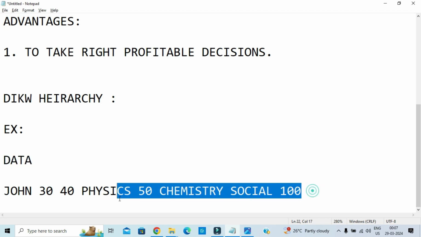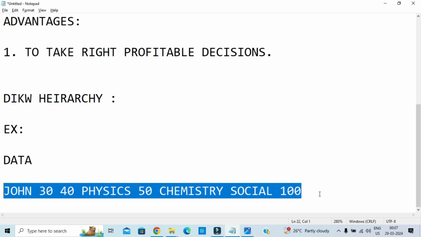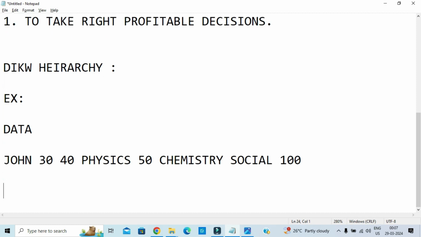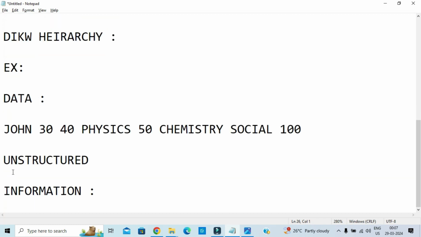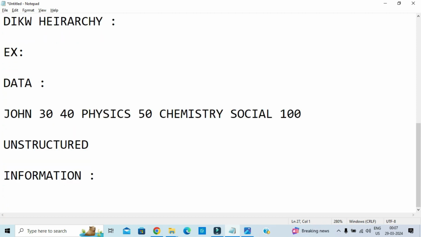From this data I am going to derive something which is known as information. If you look at this data, it is completely unstructured and lacks meaning. I am going to derive the information by using a spreadsheet.